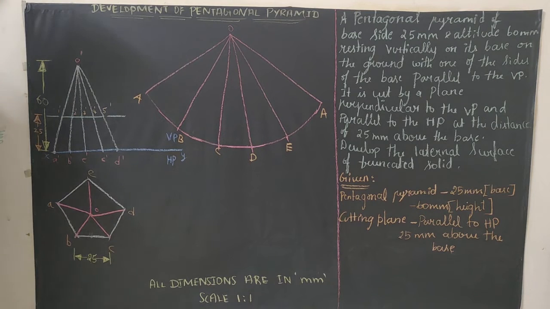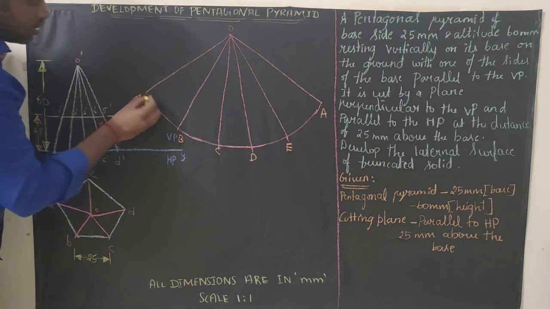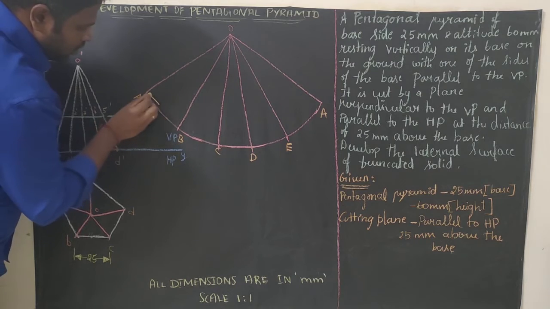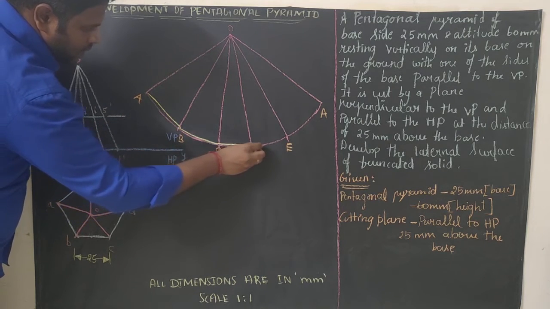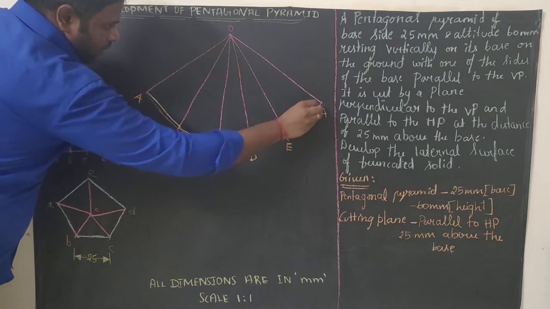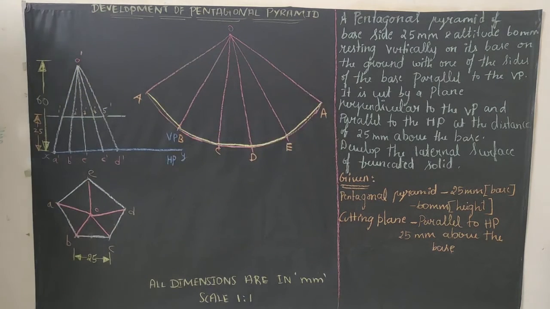Then, since we have the visible edges, right, A B, B C, C D, D E, all visible edges, just join A and B, B and C, C and D, D and E, and E and A. You have to join with your scale.